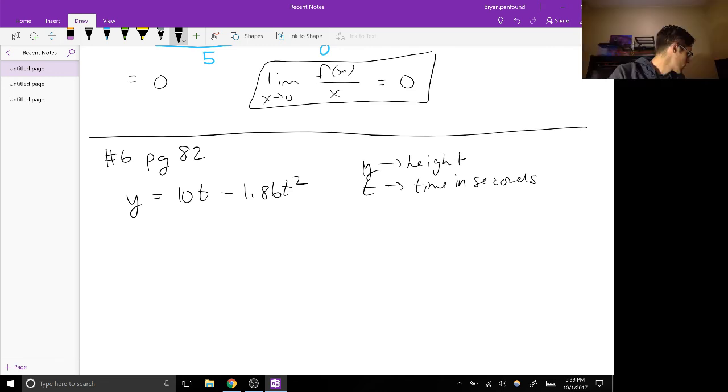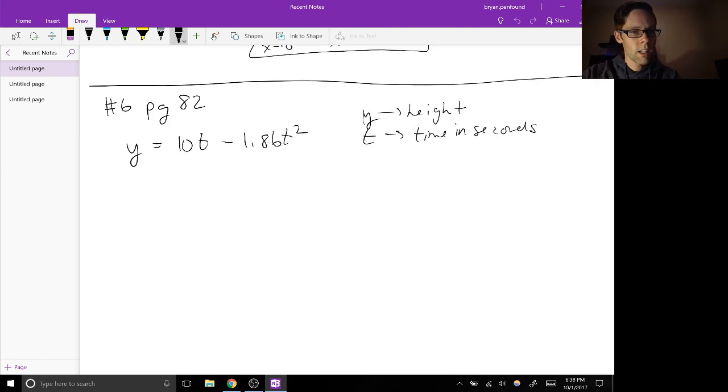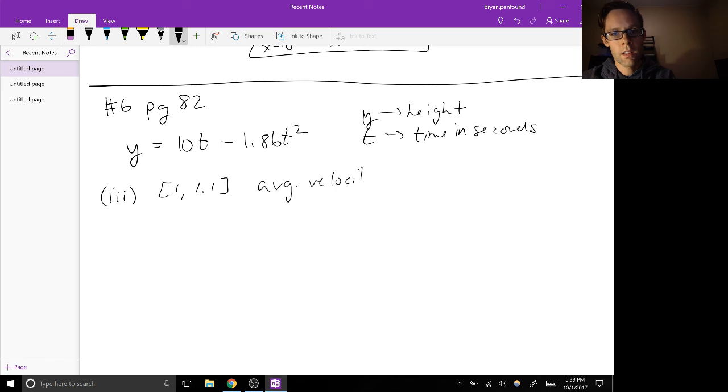It's up to us to find the average velocity over some intervals that are given. I'm just going to calculate a couple. I'll let you do 1 and 2 on your own, but I'll do part 3 so you can see what the calculation looks like. We're going to look at the interval 1 and 1.1 and find the average velocity.